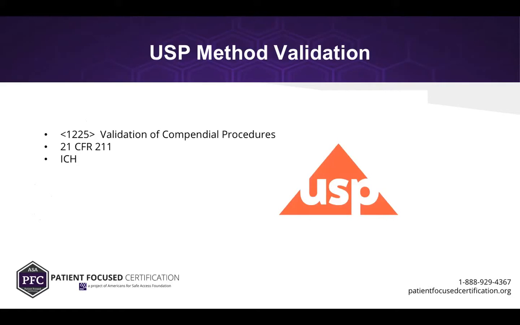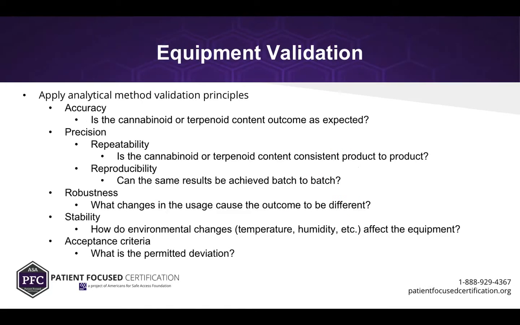The United States Pharmacopoeia has Chapter 1225, which is the validation of compendial procedures. They also reference Chapter 21 of the Code of Federal Regulations, and they also reference the International Council on Harmonization. So there are a number of different validation protocols out there, and it's really up to you to figure out which protocol you should follow that best meets the needs of what you're trying to do.